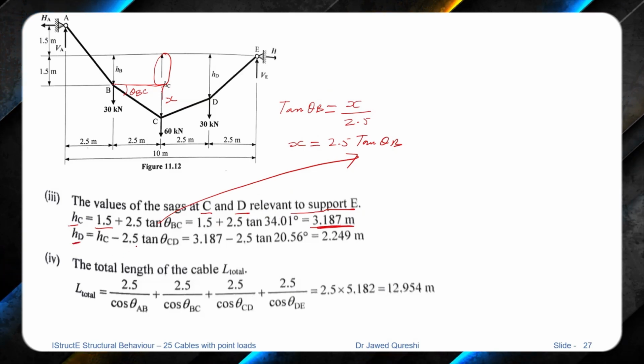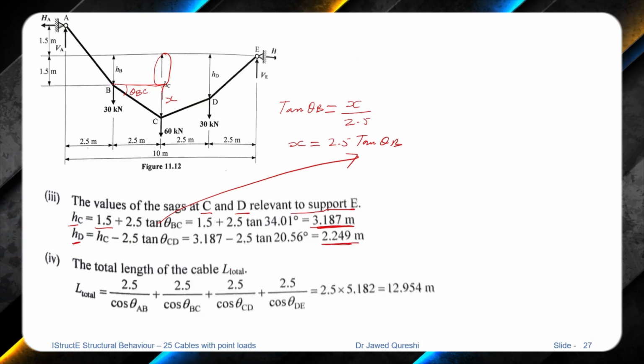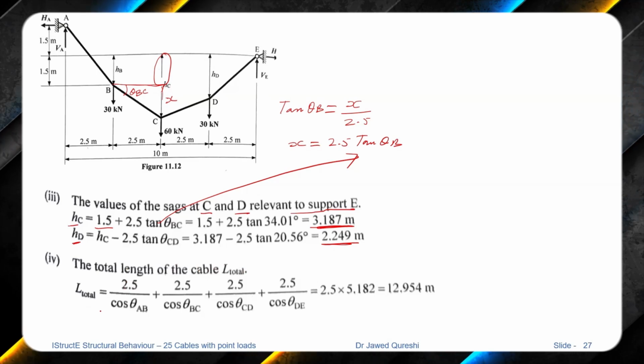Using the same logic, we work out HD as well as 2.25, and then using trigonometry we work out the total length of the cable as well.